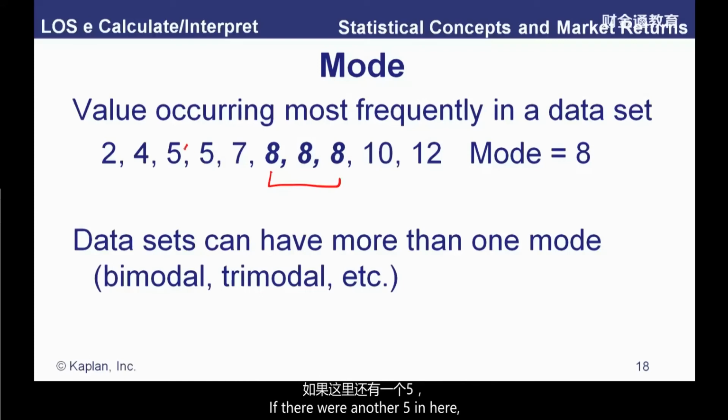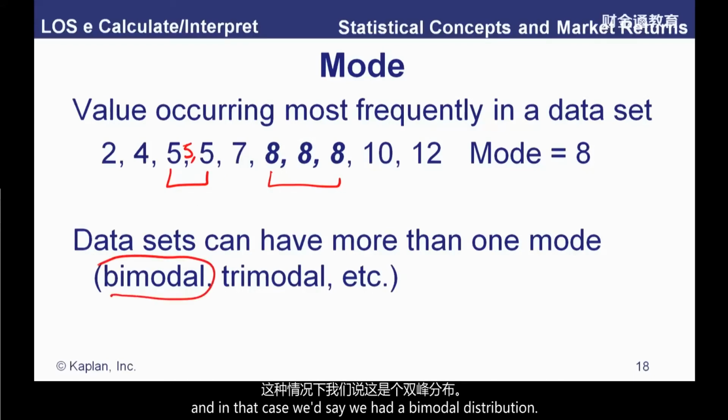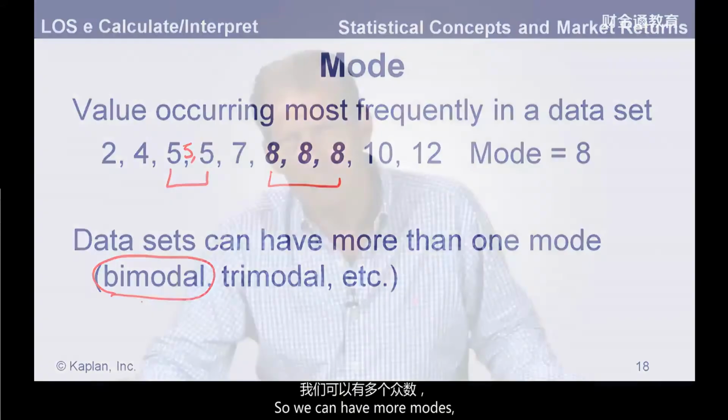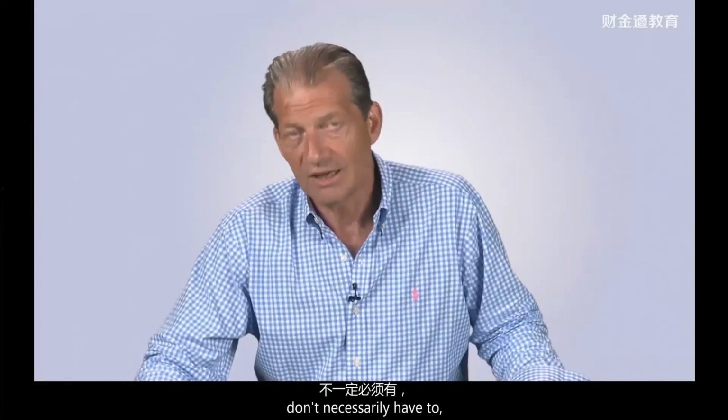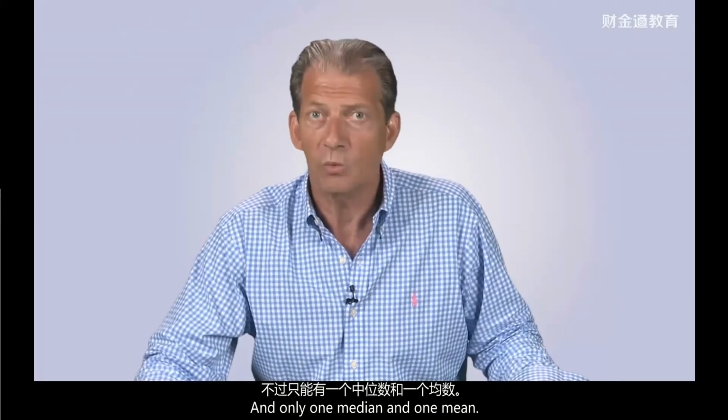If there were another 5 in here, if I could just squeeze one in like this, then we would have 2 modes. There are 2 values that occur the same number of times, the greatest number of times, 5 and 8. And in that case, we'd say we had a bimodal distribution. So we can have more modes. We don't necessarily have to, but we can. And only one median and one mean.